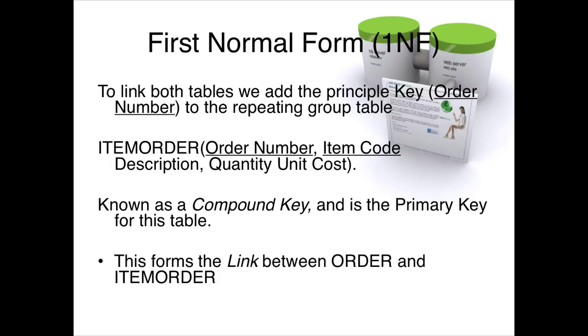We obviously need to link these two tables together, so what we do is we take the primary key, which was order number, and add that into our item order table as well. So now our actual primary key for item order is made up of two parts, order number and item code together. It says here, just a bit of an aside, this is known as a compound key, which it is, but it doesn't actually matter. So now we have a link between our tables order and item order via order number, and this is going to be important moving through to second normal form.